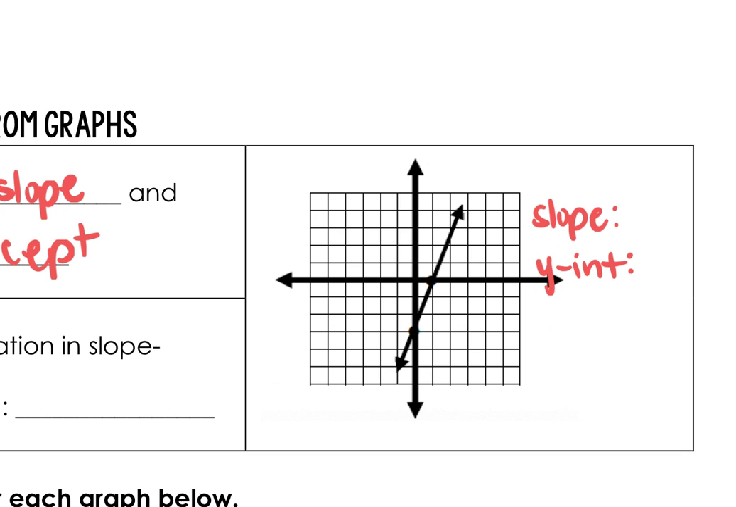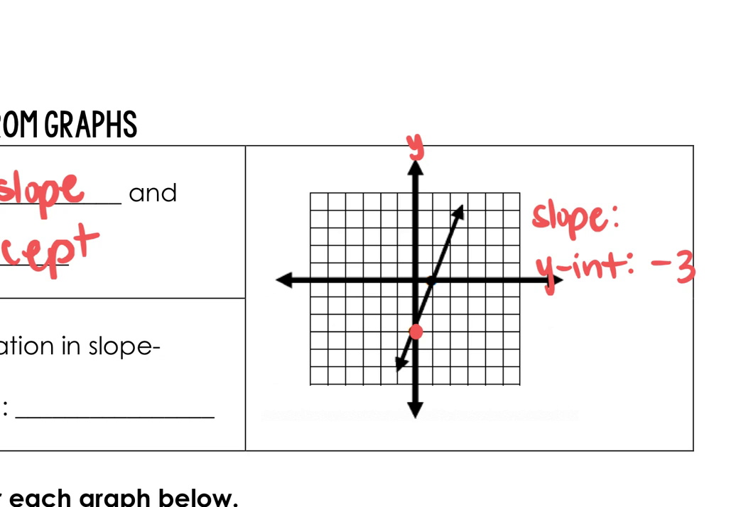The y-intercept is the easier thing to identify right off the bat because all you have to do is look at the y-axis, find where does that graph go through the y-axis, and that's your y-intercept, right? So in this example, right down here at -3, that's our y-intercept. So I could go ahead and fill that in. The y-intercept is -3.